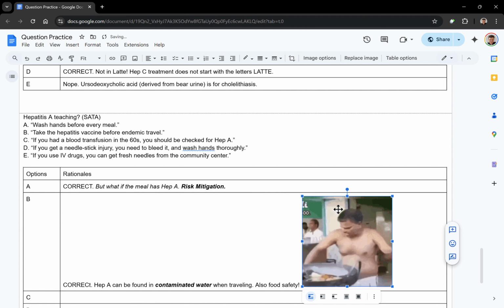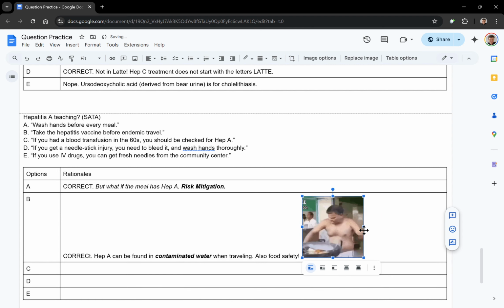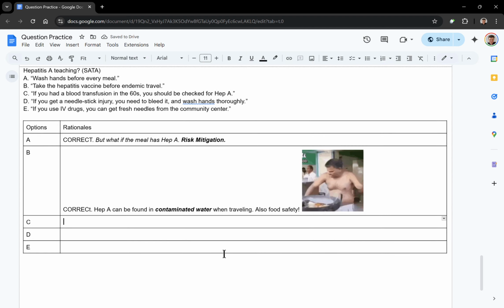Okay, all right. So what else? C: if you had a blood transfusion, is that something that's Hep A related? No, nope. It's usually Hep C. It could be Hep B, Hep C, possibly Hep B. Hep C can be found in those who received blood transfusions before blood was even checked.